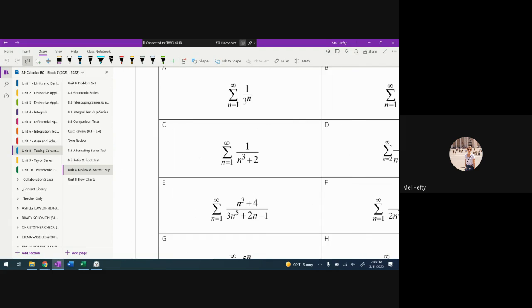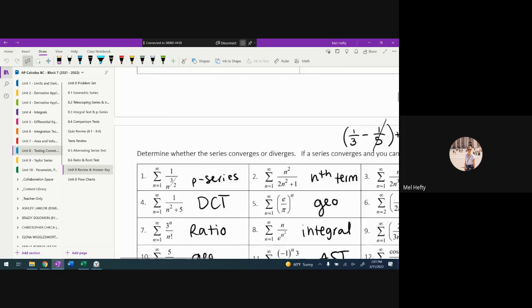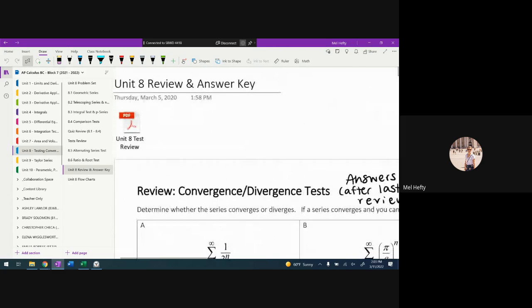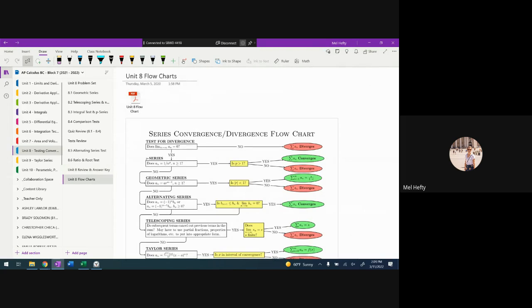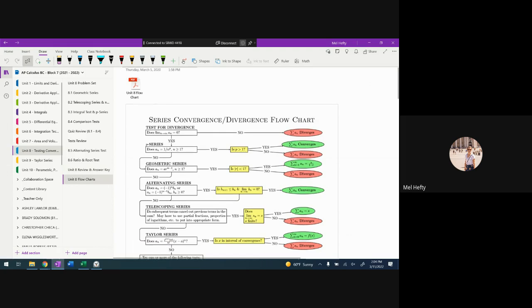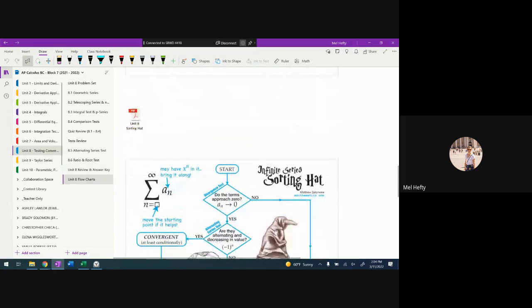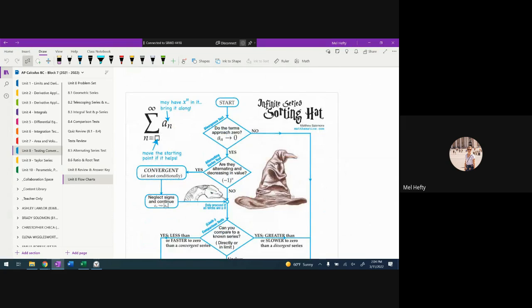So lots of practice. If you're looking for some practice, like on your problem set where we're talking about the error bound and all of that stuff, there's more practice here. Full answer key. Also, if you're having problems putting everything together, I found a couple of flow charts on the internet that summarize everything that we've been doing. If you use this first one, just ignore the part that says Taylor series. You don't need to look at that. If you're a Harry Potter fan, here's a Sorting Hat themed one. That can be a little helpful when you're starting to choose your series test.